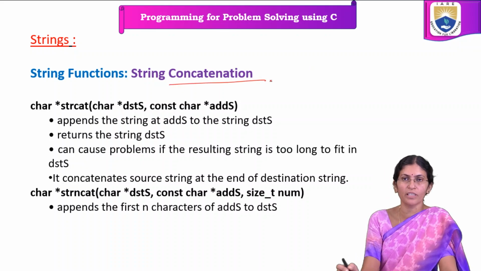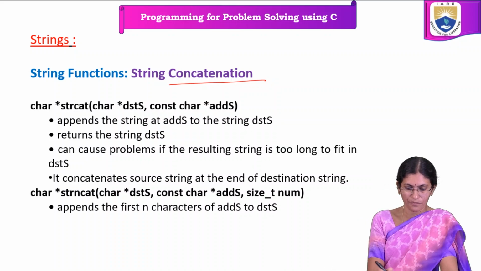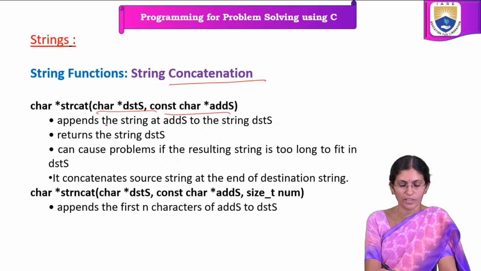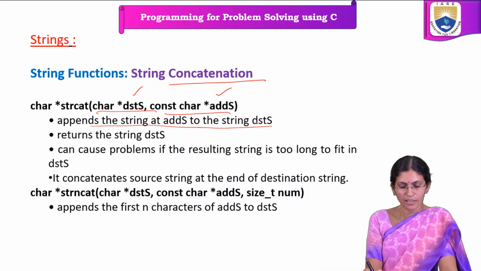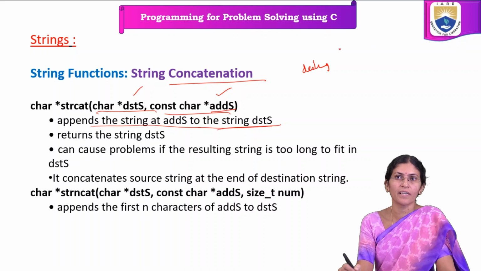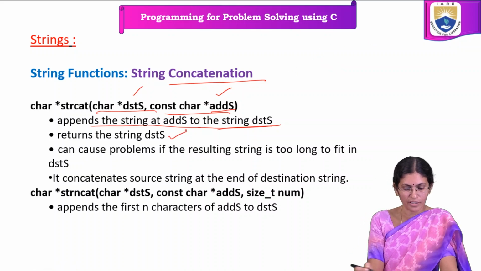This function, what it does is, it appends the source string to the destination string at the end of the destination string. So here it requires two arguments. First one is a character pointer destination and the other one is a character pointer source. So it appends the string at the source to the destination string. That means the source string is added to the destination string. So that is what it does. It returns the destination string.